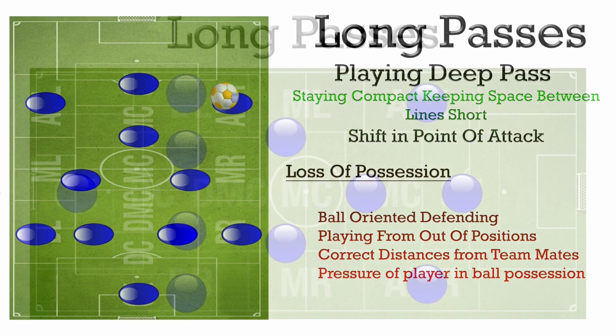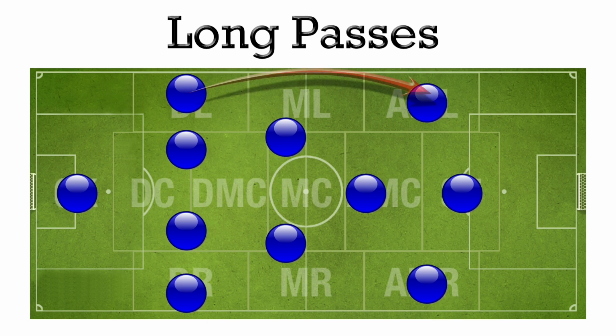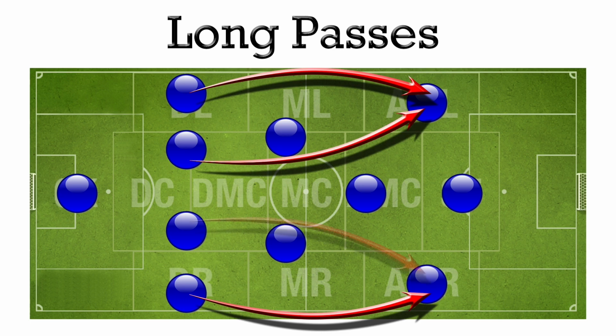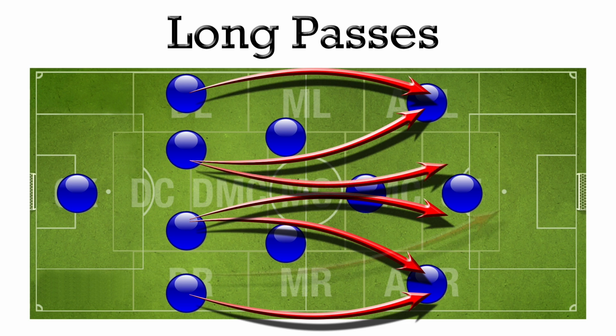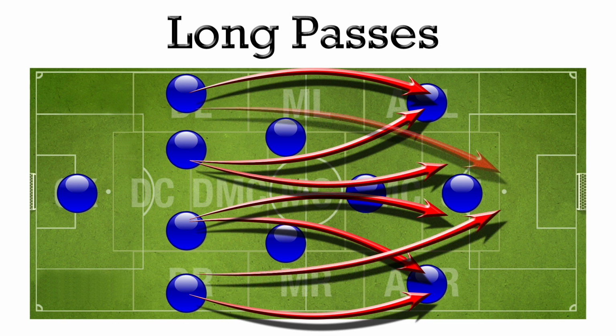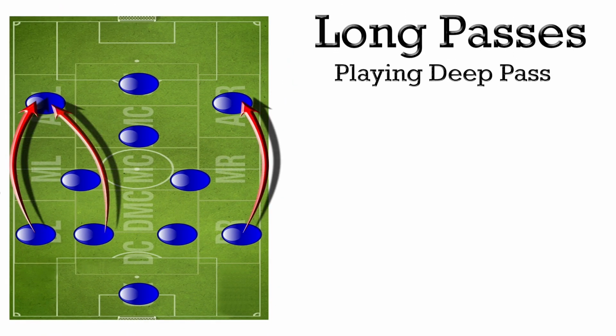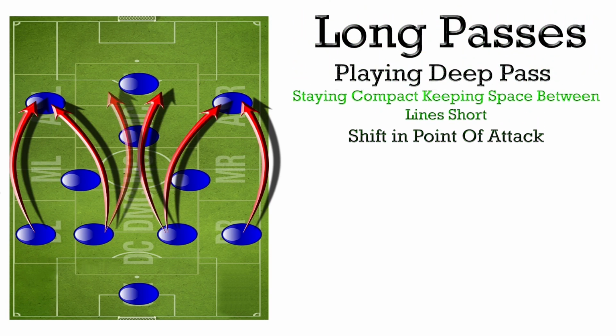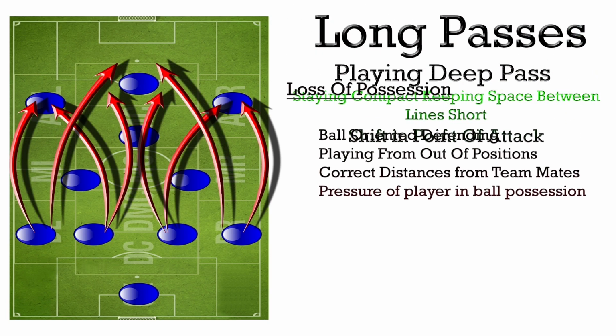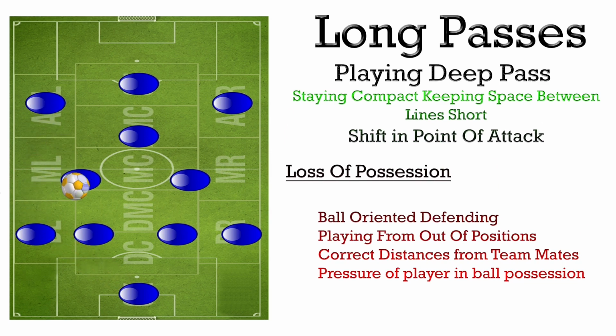In long passes, what you must understand is there will be a loss in possession of the ball. Basically it is ball oriented defending, which means the players run out of positions. With long passing, if you try man marking, they will not be entirely sticking with each other, because the correct distances between the teammates have to be followed. So the pressure system alters with the possession of the ball. That is why you lose possession in long ball.